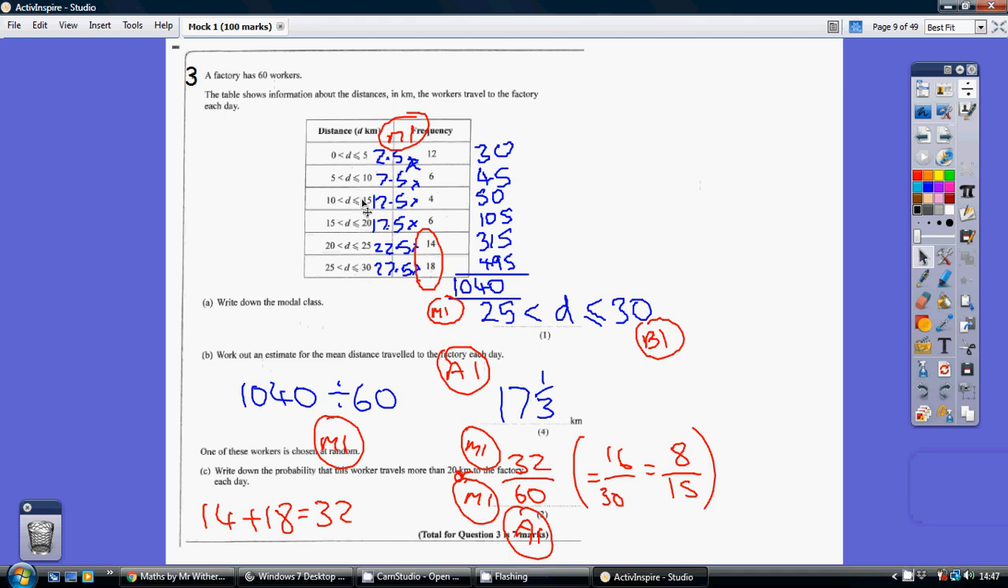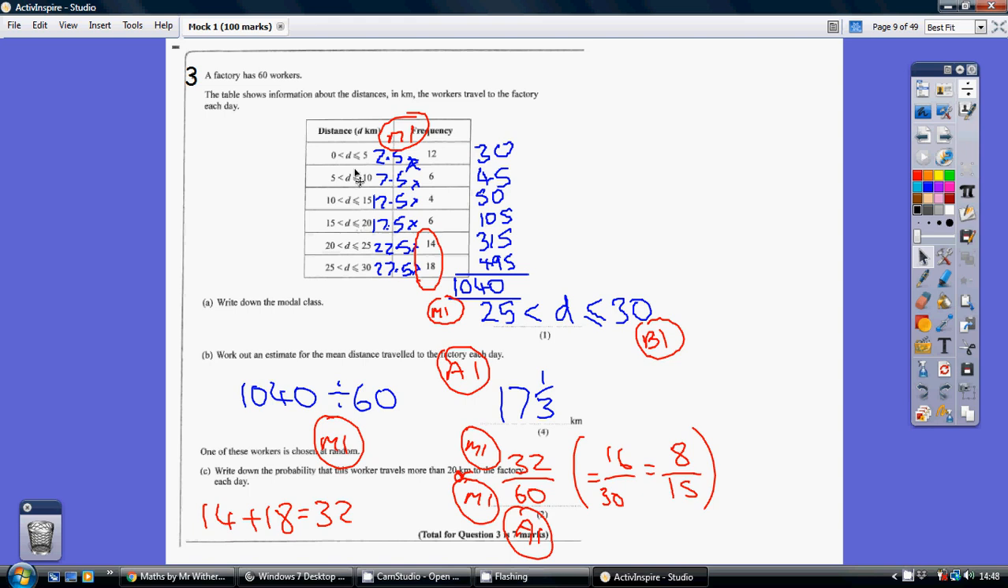So what's halfway between 0 and 5 kilometres? That's 2.5 kilometres. Halfway between 5 and 10 kilometres is 7.5, and so on. So from now onwards, we're just going to assume these 12 workers travelled exactly 2.5 kilometres, or these 6 workers travelled exactly 7.5. So we've now got to add up all the kilometres travelled into work. So 12 lots of 2.5, 6 lots of 7.5, and so on. So multiply and add all of those up, and we get 1,040 kilometres travelled by the 60 workers.